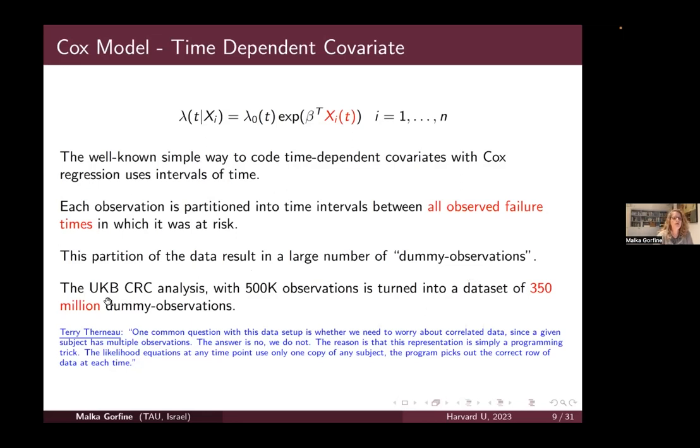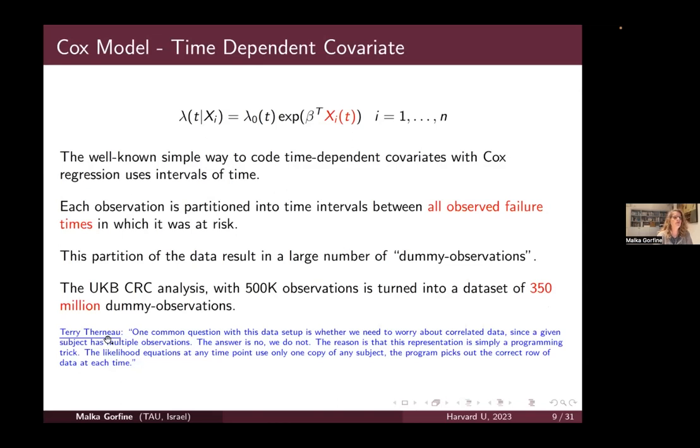The UK Biobank colorectal cancer analysis started with 500,000 observations, and is turned into a data set of about 350 million dummy observations. So I started with a relatively small data set, and now I ended up with a huge data set.